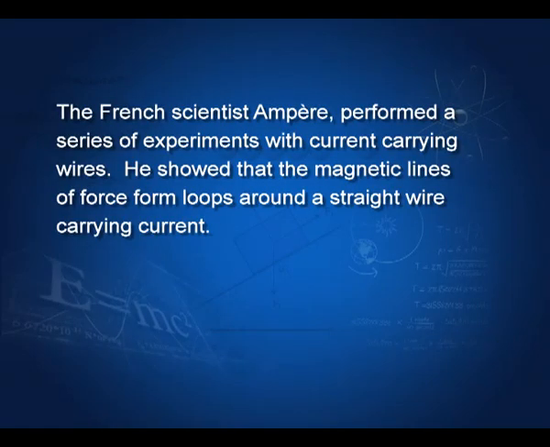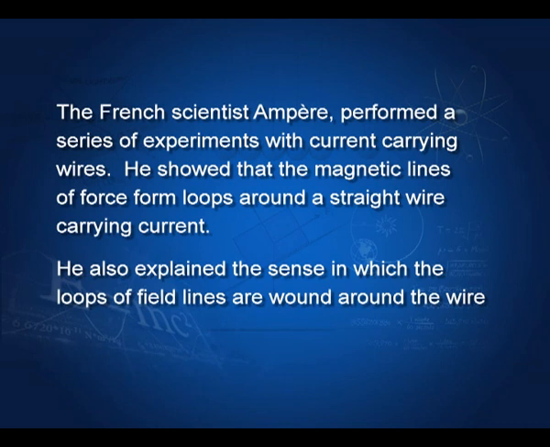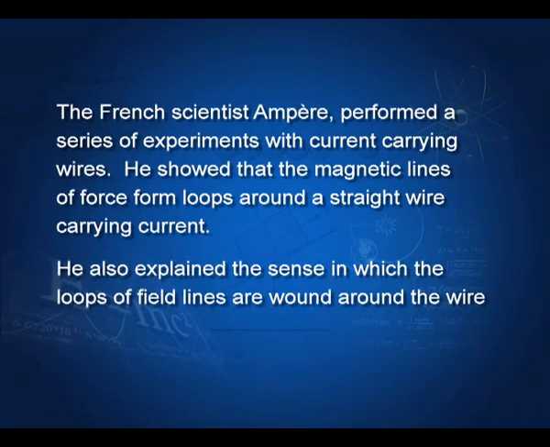Following Ørsted, the French scientist Ampere performed a series of experiments with current carrying wires. He showed that the magnetic lines of force form loops round the wires which carry current. He also explained the sense in which the loops of field lines are wound round the wire, and then the direction in which they are wound. We shall find that in a moment.